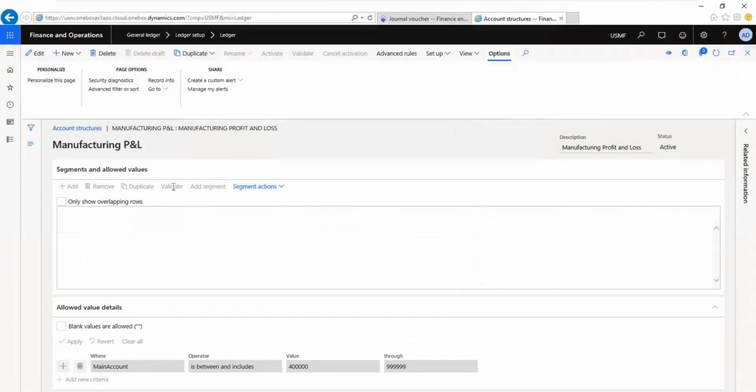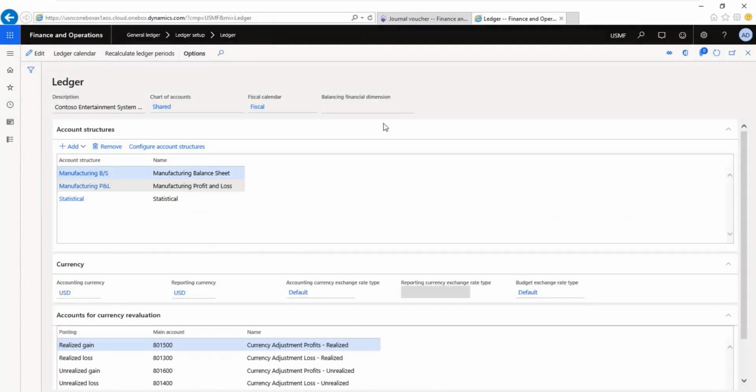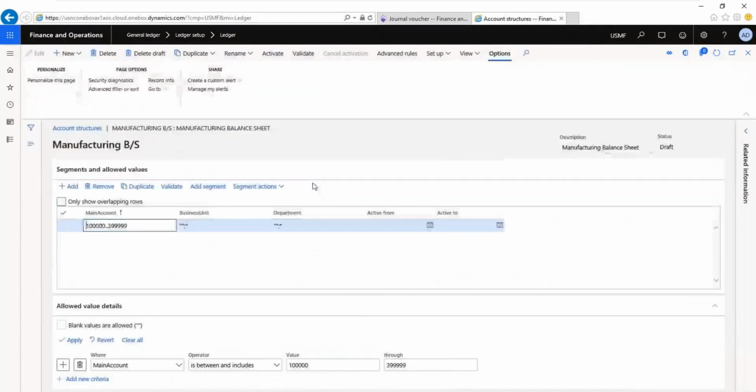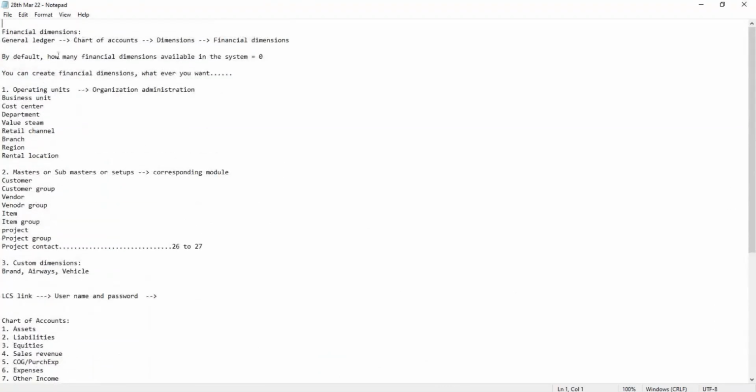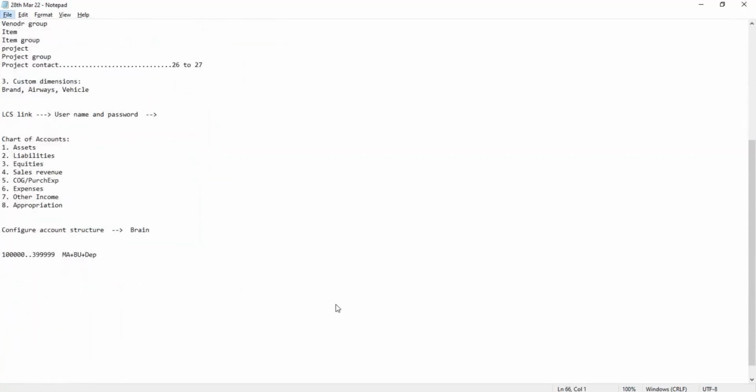Understood. One question, sir. It's saying segment. The segment is equal to financial dimensions? It says add segment. Yes, you are right. Financial dimensions are also called segments. Okay, financial dimensions are also called segments. Good observation. Yeah.